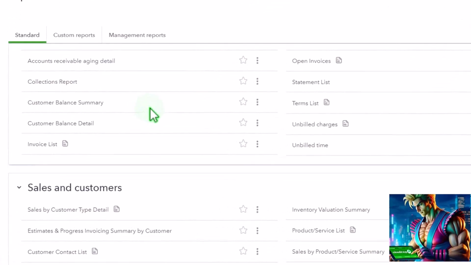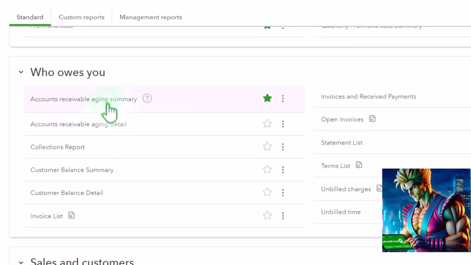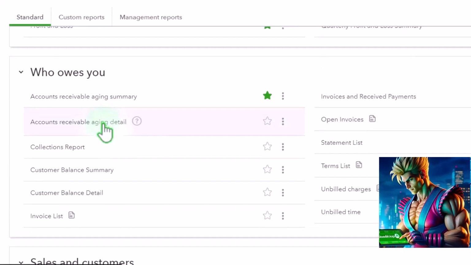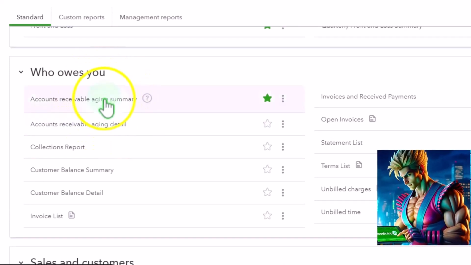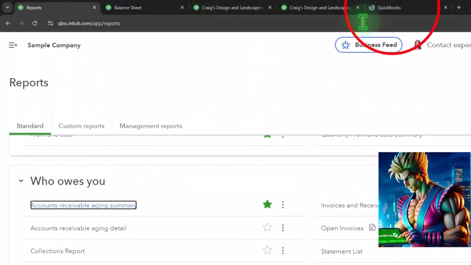and scroll down to who owes you. So up top, we have the accounts receivable aging summary and then the accounts receivable aging detail. Let's look at this summary report. I'm going to right click on it and open that report. And let's take a look at it.